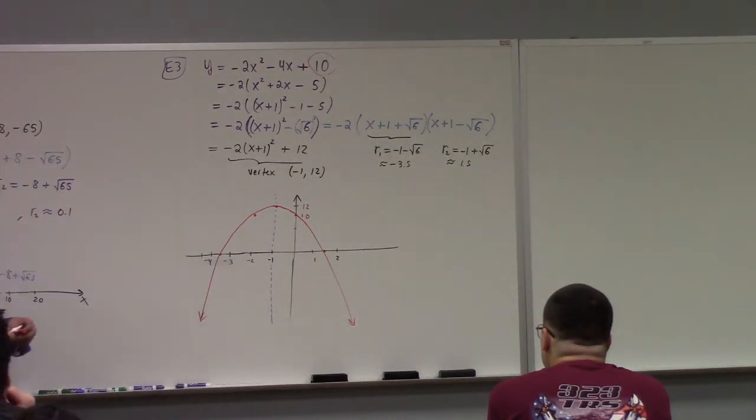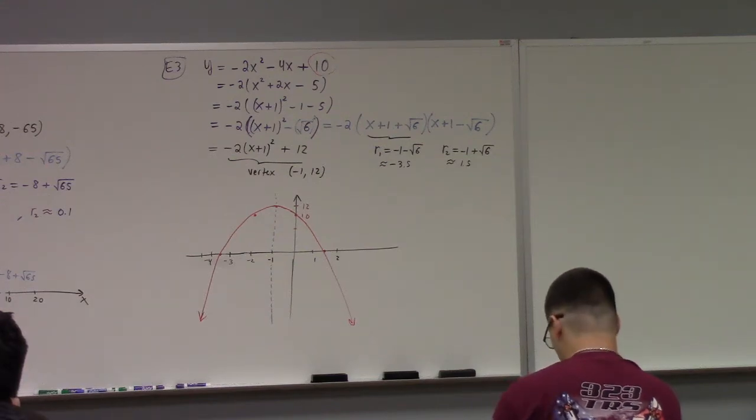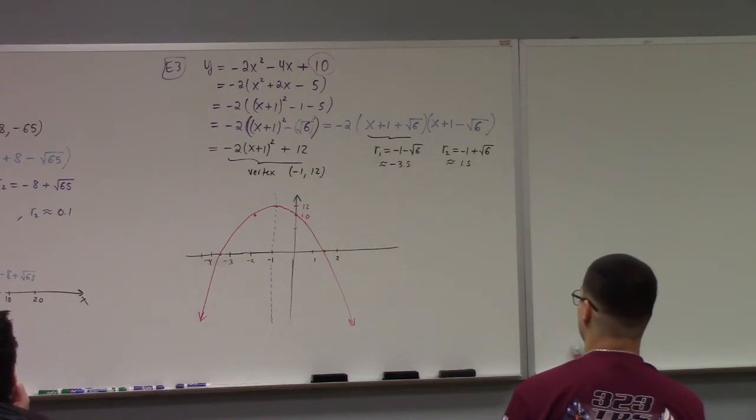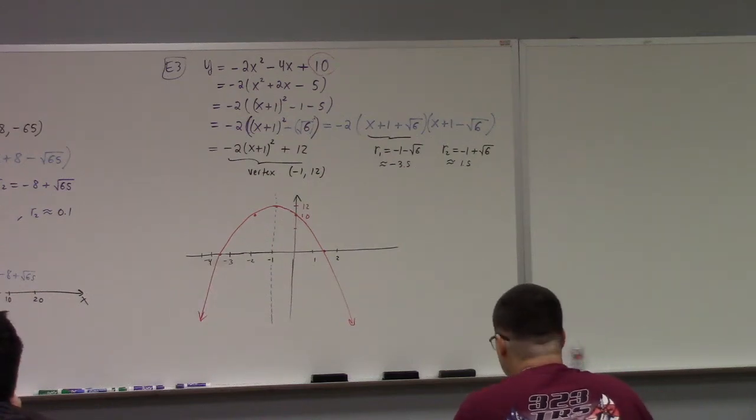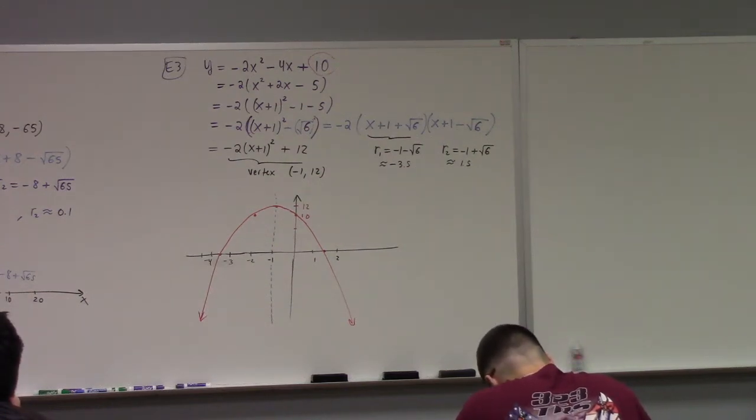But generically speaking, it's very likely I have a test question or quiz question where I say, find vertex, find x-intercepts, if there are any. There's always a vertex, right? Every parabola has a vertex. Not every parabola has x-intercepts, right? Some do, some don't.